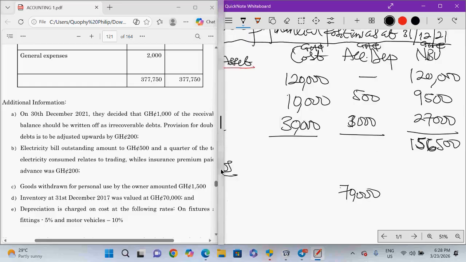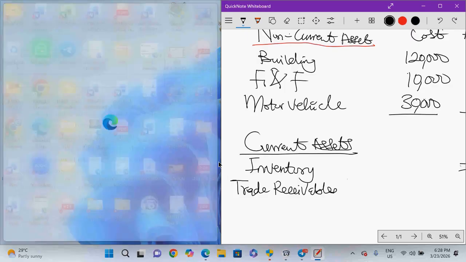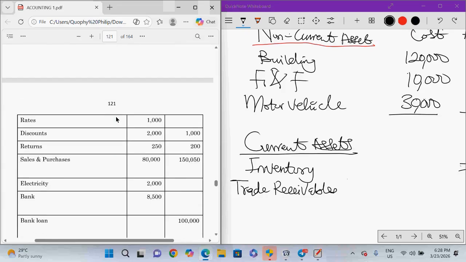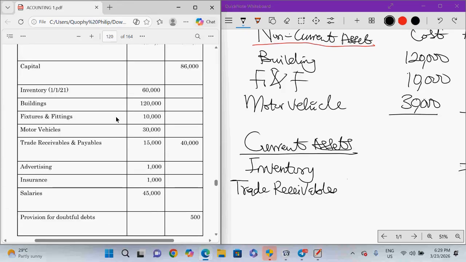What else? Is that trade receivables? Trade receivables. What is the trade receivables balance from the trial balance? 15,000. Trade receivables, 15,000.